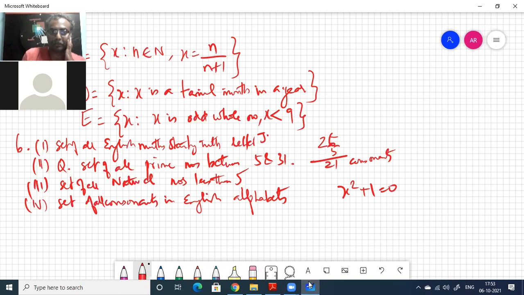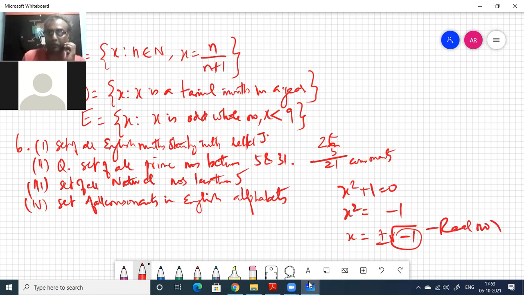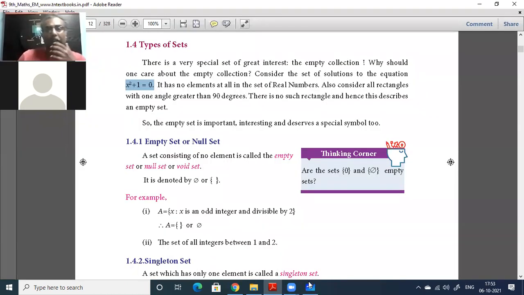X squared is equal to minus 1. X is equal to plus or minus root of minus 1. How will you find the root of minus 1? There's no real number. So it is an empty set. The set of all solutions to x squared equals minus 1 is an empty set.